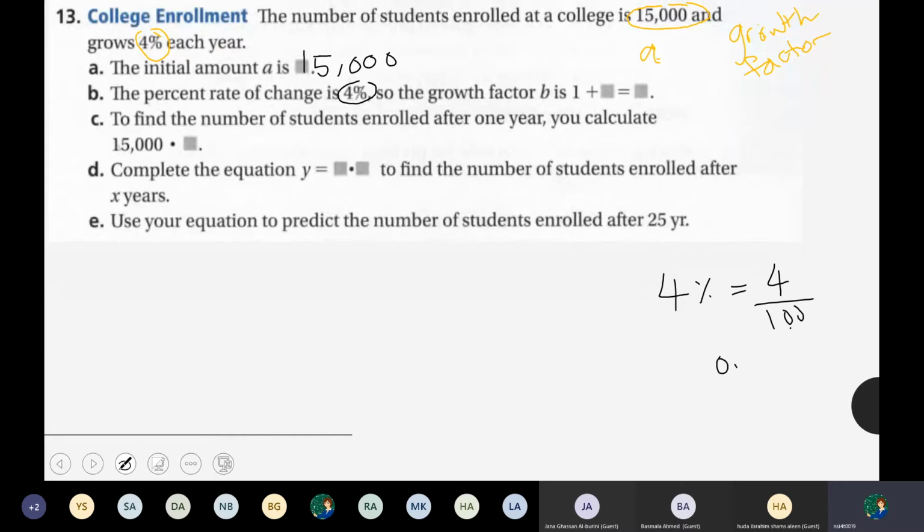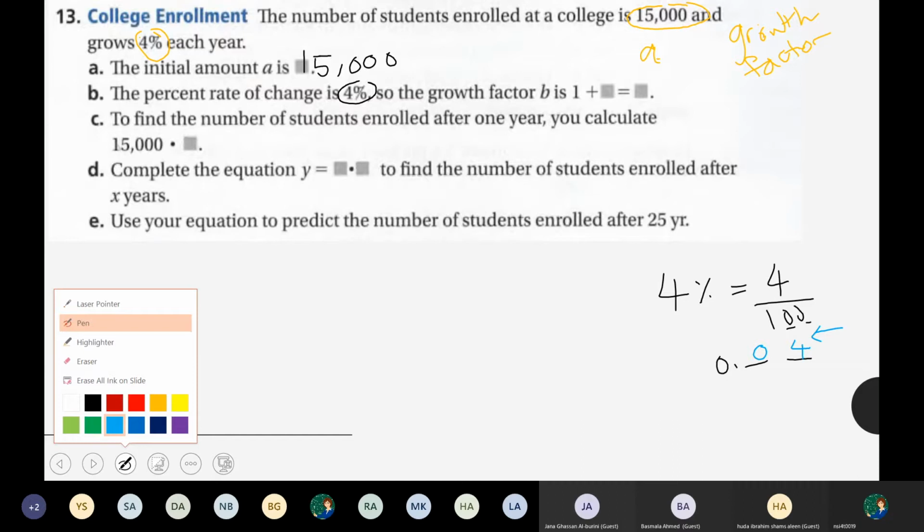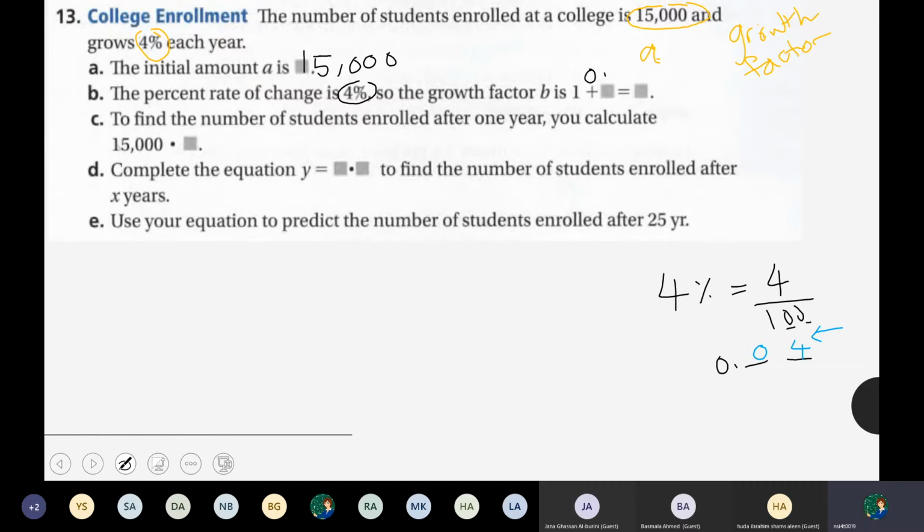Then how many decimal points? How many digits? Sorry, 2 digits. Then 2 digits. From here, 4 and nothing, so you have to add 0. So it will be 0.04. Then the answer is 1.04. This is now the growth factor.